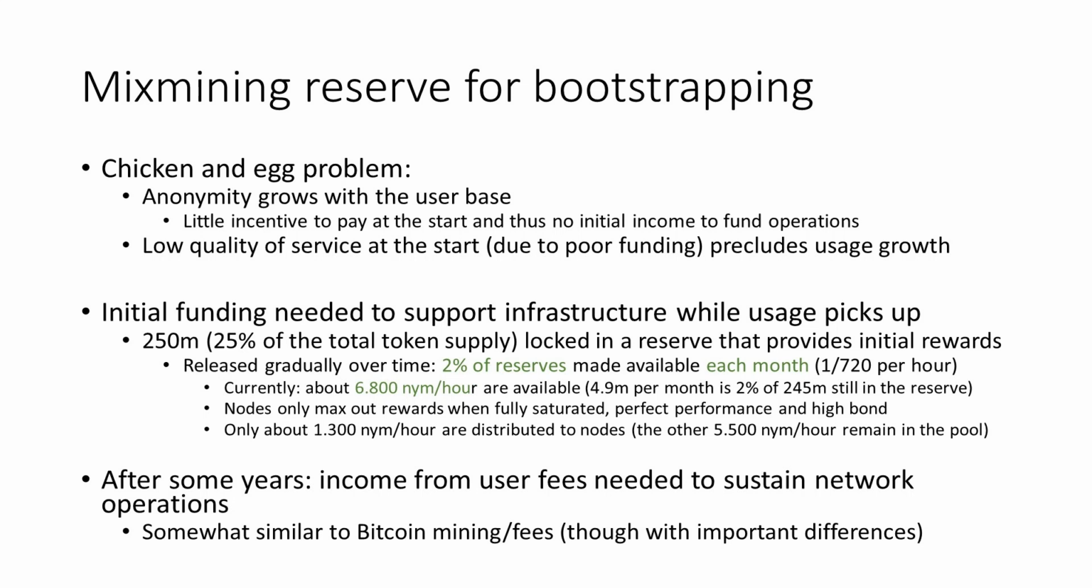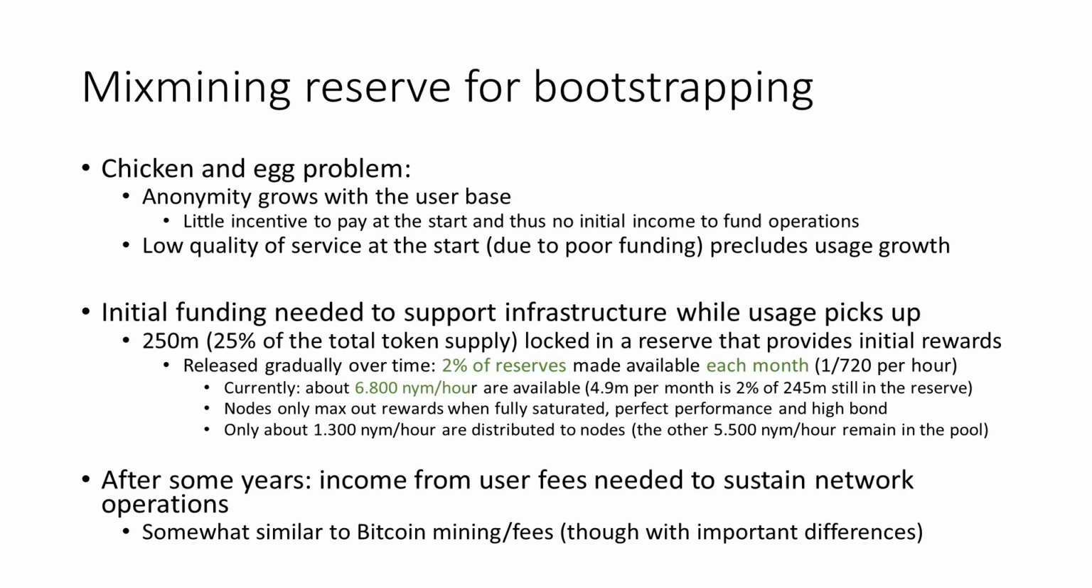Now, not all of these rewards are given out, because to give out all the rewards, you would have to have a situation where all the nodes that are active in the system have full saturation, and they have perfect performance, and they have a very high bond. Normally you never achieve this ideal situation, so the nodes that have less than full saturation will receive proportionally less rewards. The nodes that have less than perfect performance will also receive proportionally less rewards, and the nodes that have a low bond will receive a factor less of rewards as well.